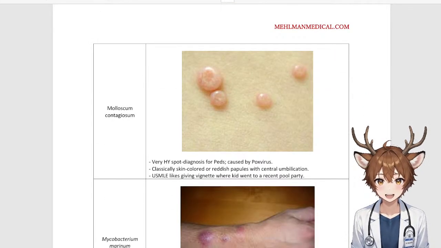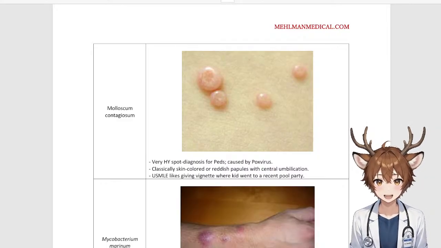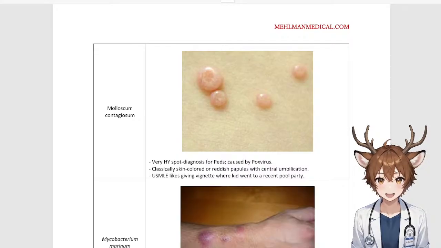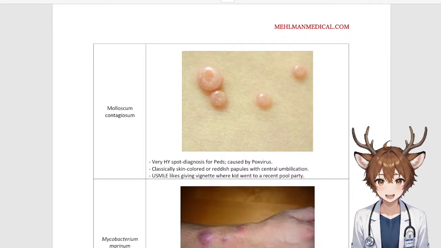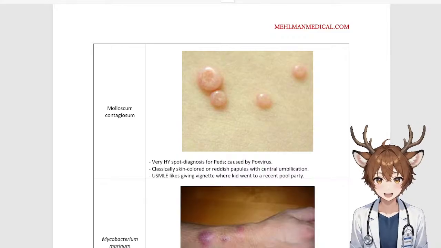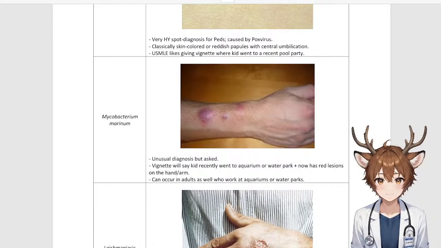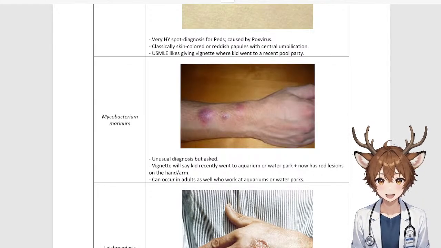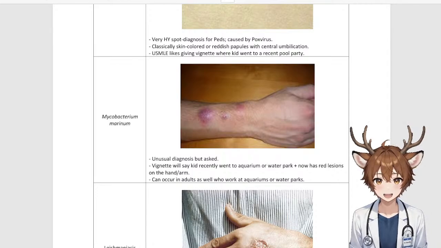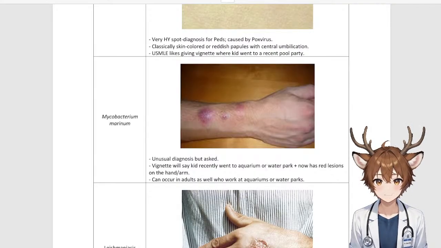Molluscum contagiosum, very high yield spot diagnosis for peds, caused by a pox virus, classically skin colored or reddish papules with central umbilication. USMLE likes to give a vignette where the kid went to a recent pool party. Mycobacterium marinum, an unusual diagnosis but asked. The vignette will say a kid recently went to the aquarium or water park, now has red lesions on the arm and hand. Can occur in adults as well who work at aquariums or water parks.